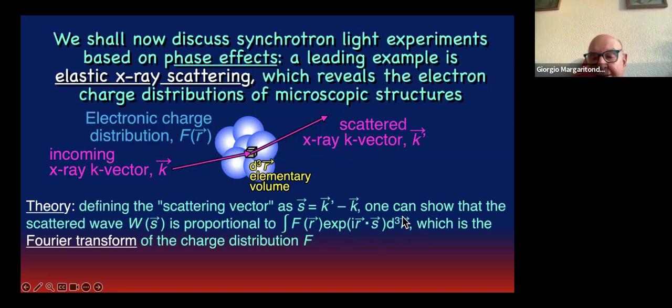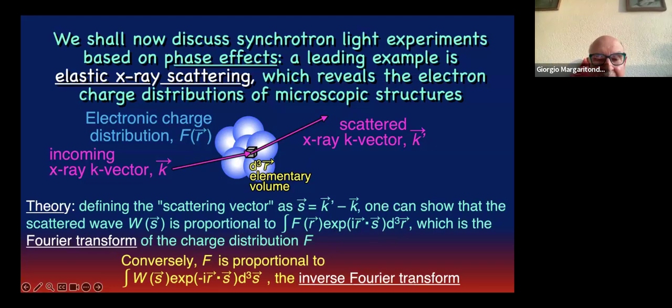And for people that know mathematics, they can recognize easily that this is nothing else but the Fourier transform of the function f. So the scattering phenomenon essentially is a practical Fourier transform for the charge distribution that we would like to determine. How can we do that? Well, we can take the inverse Fourier transform. This is the inverse Fourier transform, and therefore the f, the charge distribution, which we would like to determine, is essentially the inverse Fourier transform of the scattered X-rays.